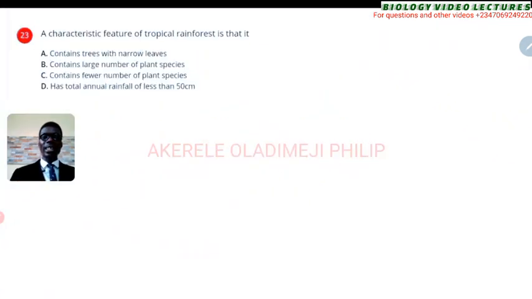A characteristic feature of a tropical rainforest is that it contains trees with narrow leaves. No, they need to have broad leaves because the place is always moist. They need to get rid of water from their system. Contains a large number of plant species. That made sense. Contains fewer plant species. No. Has total annual rainfall of less than 50 centimeters. No, it can't be less than that. It could be around that or more than that.